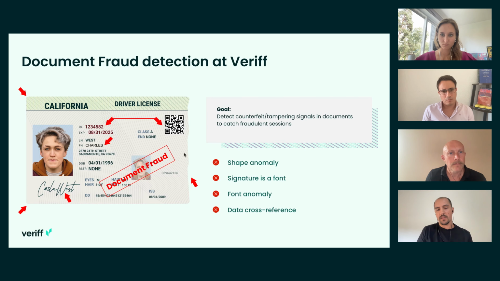So these are some examples of some of the signals that we will look at in a document to, for example, say, okay, this document is fraudulent. We are not going to let this person pass. So just as a brief summary, this is what we will do. And later on, we will go into more detail.